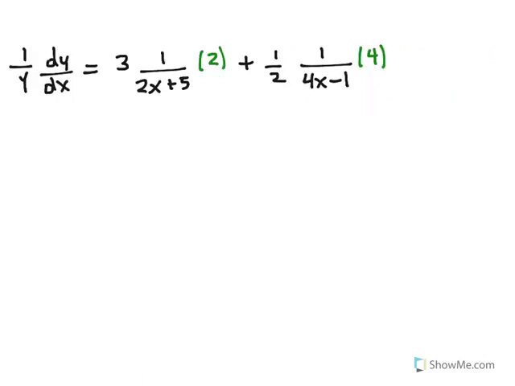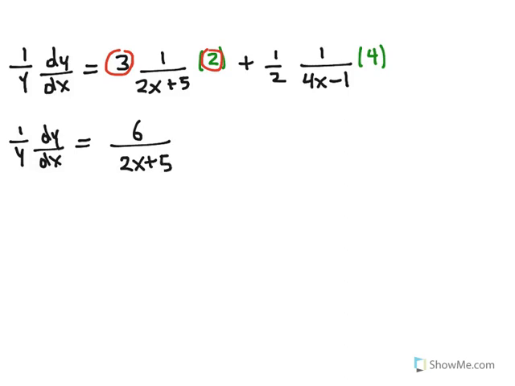So this is the last line from the previous slide. Now we'll go ahead and clean up the right side. We can multiply 3 times 2. That'll give us 6 in the numerator over 2x + 5. And then here, when you multiply 1/2 times 4, half of 4 is 2. So that'll leave us with 2 in the numerator over 4x - 1.